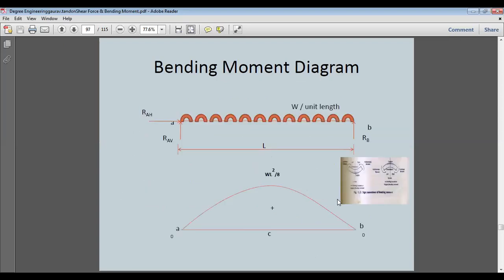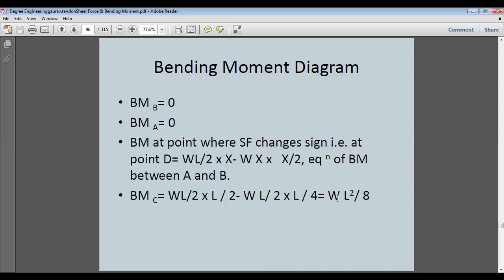Now we'll draw the bending moment. We have WL by 2 as the reaction into X, then minus WX into X by 2. This is the way we are having the bending moment. So we can find WL by 2 into L by 2 minus WL by 2 into L by 4, which is equal to WL square by 8.